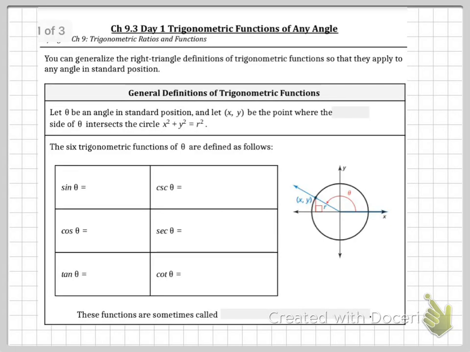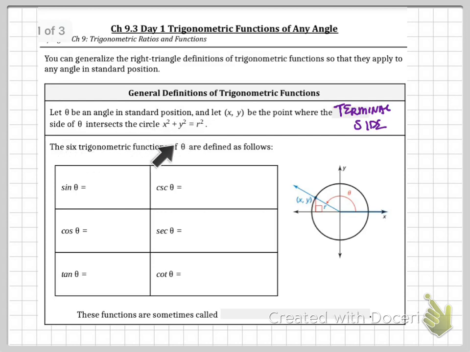9.3 Day 1, trig functions of any angle. So you can generalize the right triangle definitions of trigonometric functions so that they apply to any angle in standard position. So we're going to let theta be an angle in standard position and let (x, y) be the point where the terminal side of theta intersects the circle x squared plus y squared equals r squared.